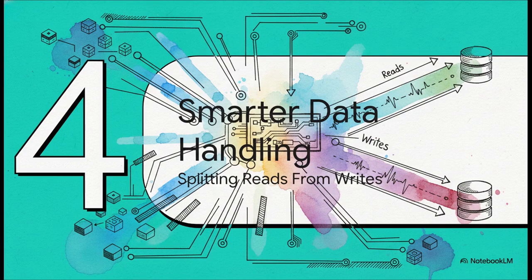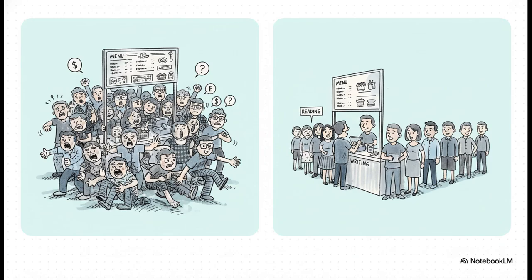Okay, so we've got our independent stalls and they're communicating through events. But what happens when the lunch rush hits? What happens when the food court gets incredibly busy? We need a smart way to handle all that information without creating massive traffic jams. Well, the old model is like having just one counter where people are trying to look at the menu at the exact same time other people are trying to place orders. It's a total bottleneck.